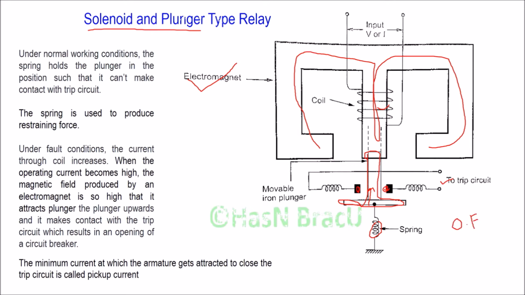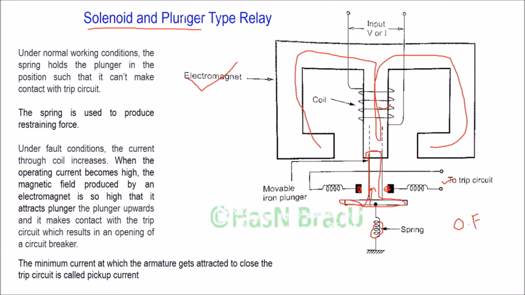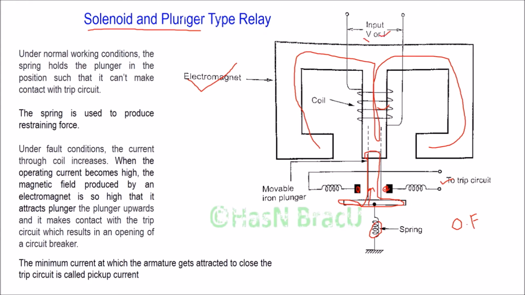Now when supply is given, current flows through the coil, therefore coil is energized and magnetic flux is produced. So when supply is given, magnetic flux is produced like this, and this magnetic flux flows through a closed path, right? Now what happens under normal condition and fault condition?